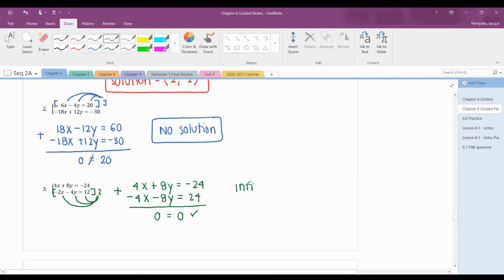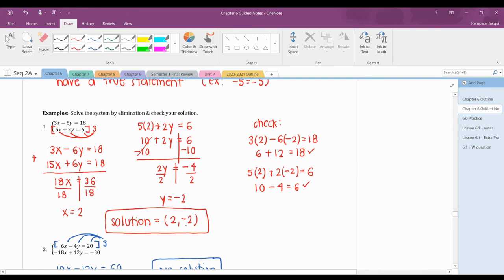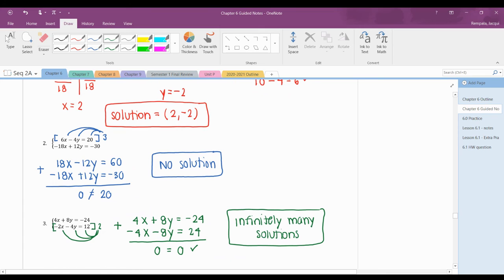So we have infinitely many solutions. And so once again, we don't have a specific ordered pair for us to double check, so there's no need to check our work. So the only time we have to go back and check our work is if we have one solution where we actually get an ordered pair. If we ever get no solution or infinitely many, then we don't have to check afterward.